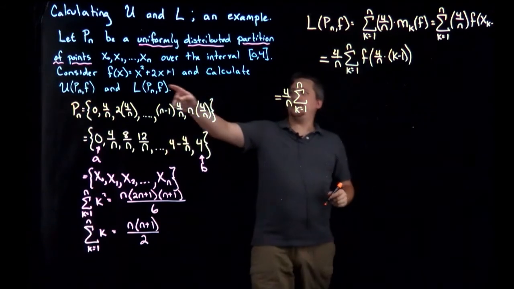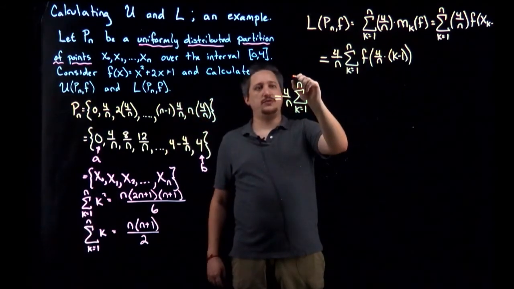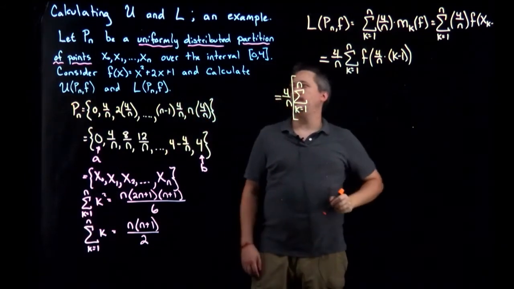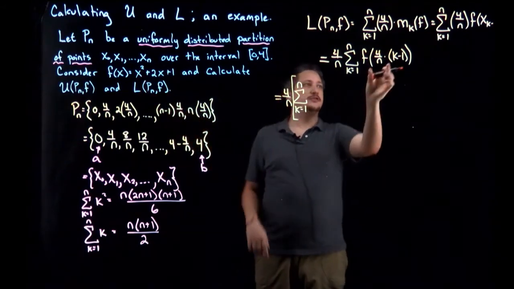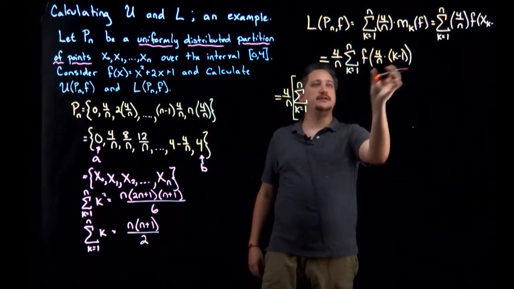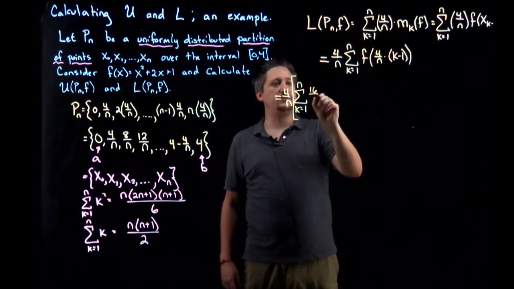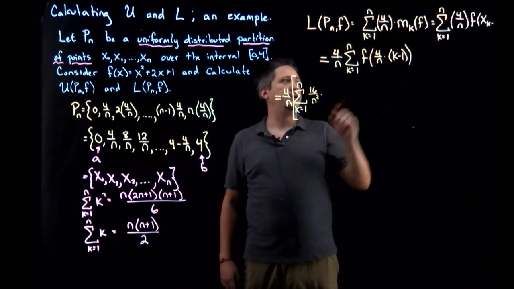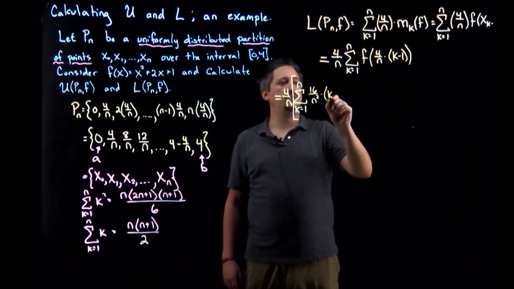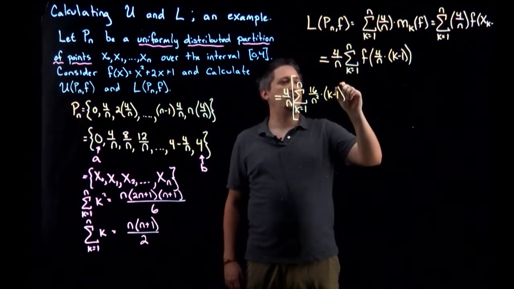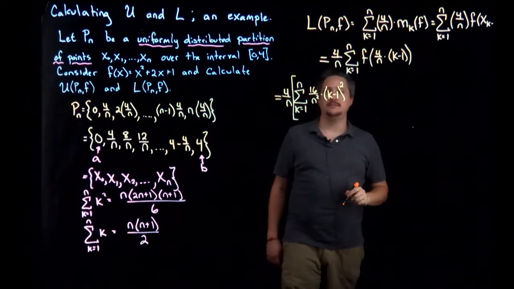So the first term, to be clear, it's 4 over n times all of these things coming up. The first term is x squared, so I'm going to have this thing squared. And just like before, I'm going to do that piece by piece. So I have 16 over n squared times k minus 1 squared.